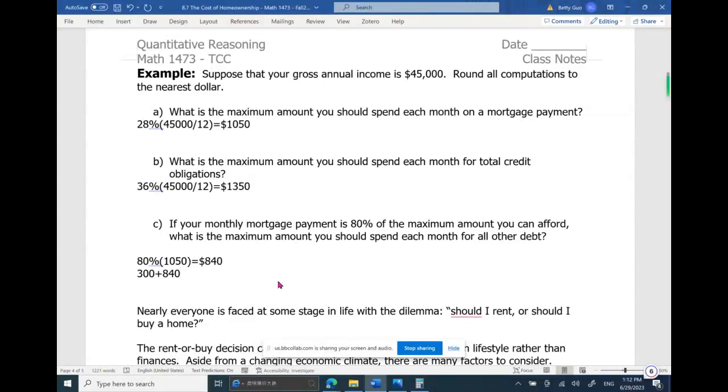Yeah, so the total is 1,350. And the maximum for mortgage is $1,050. So you can only have $300 on all other debt. Now, since you save 840 from the home mortgage, you can have 840 more dollars to spend for all other debt, and that is 1140, right? $1,140 for all other debt.